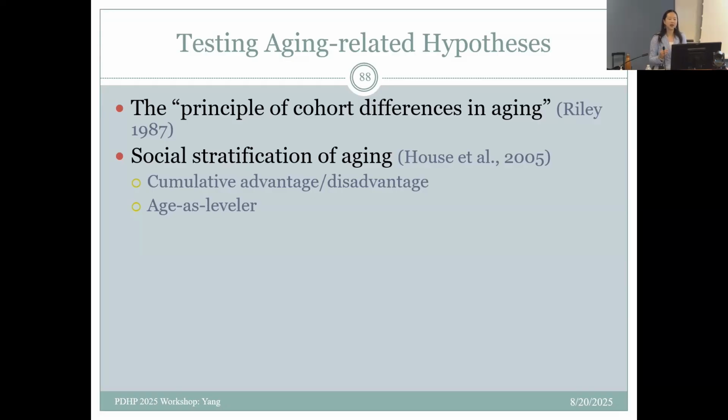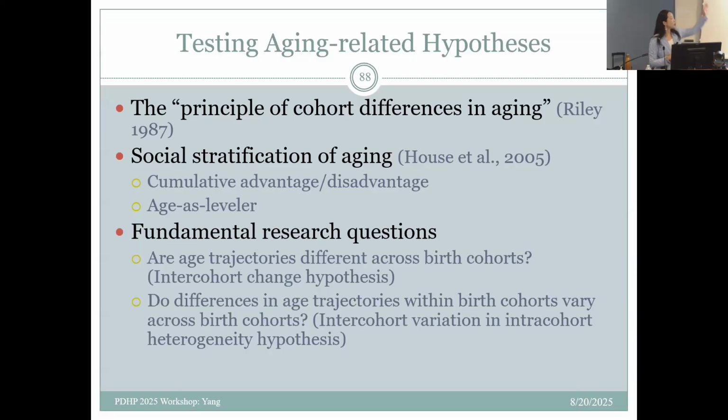And the empirical tests of these hypotheses have yielded highly inconsistent, mixed evidence, for a problem that I will talk about in the next slide, because these two theories need to be taken together simultaneously in order to conduct proper tests. Testing these hypotheses would require addressing some fundamental questions concerning the distinct aging experiences across cohorts. The first question is, are age trajectories different across birth cohorts, which I term the intercohort change hypothesis? That essentially tests the first principle.